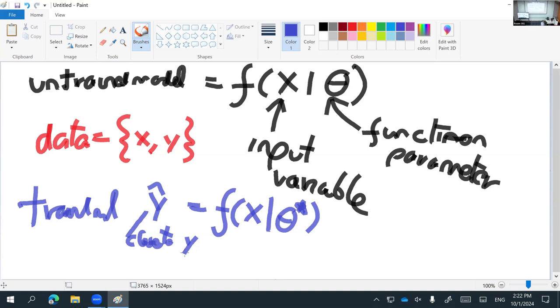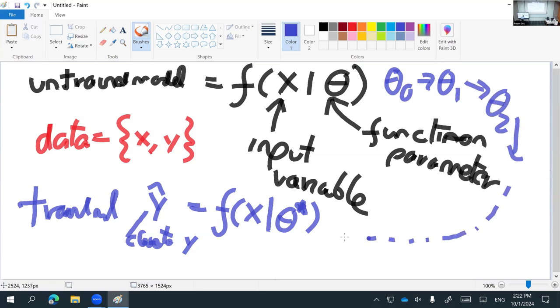The machine learning algorithm is a loop that keeps adjusting this parameter, so that it goes from theta 0 to theta 1 to theta 2 and so on. That's what machine learning does.